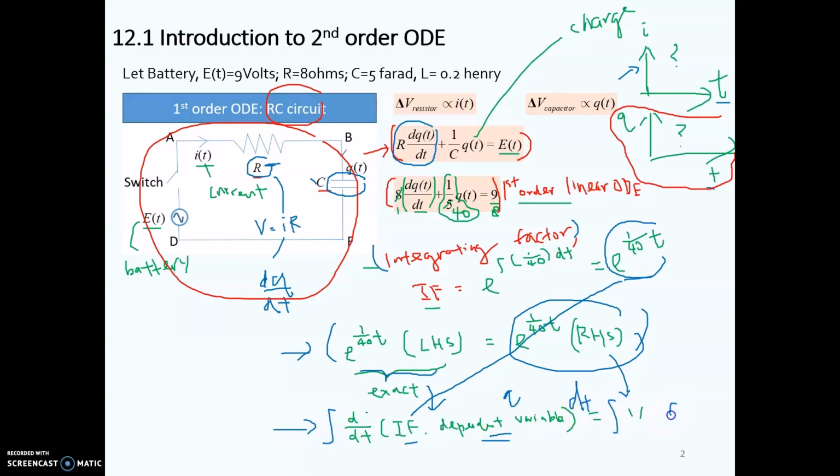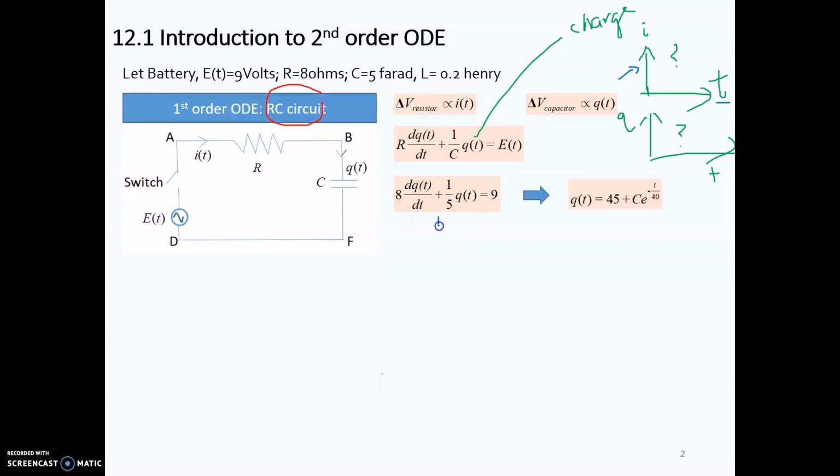With respect to dt, and this term will be cancelled. After you solve it, you should obtain the final solution. By using the integrating factor strategy to solve this first order linear ODE, you should be able to obtain the solution in this format. So when you plot it, you obtain something like this, where the intersection here is equal to 45 plus c.